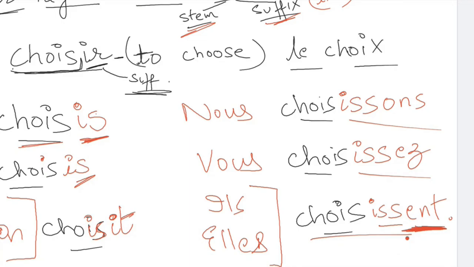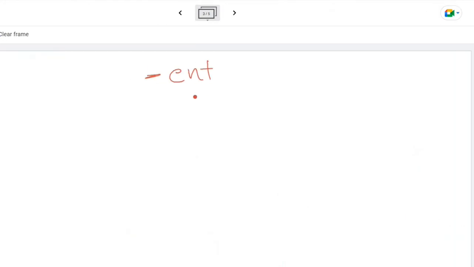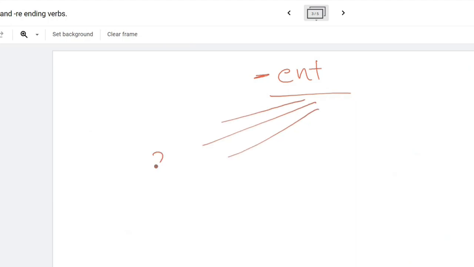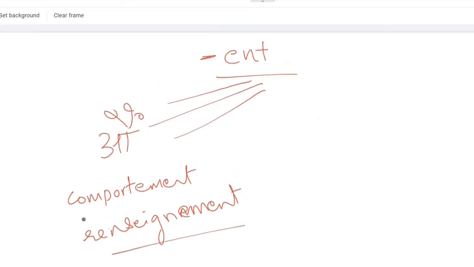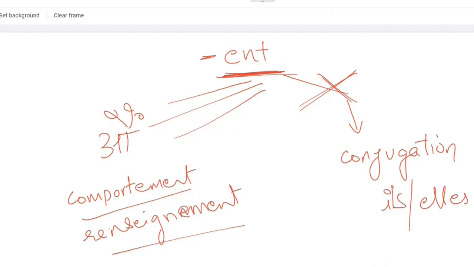Can't you pronounce it like on? No, because that does not happen in conjugations. We talked about this. If you don't remember, it's okay, but I'll touch on this point once more. For any noun or any other word, this ENT will be pronounced as on. We did examples, right? Comportement, or renseignement, which means information. But there is a case in which ENT is pronounced as nothing, and that only happens in conjugation. In all the other cases, ENT will be pronounced as on.